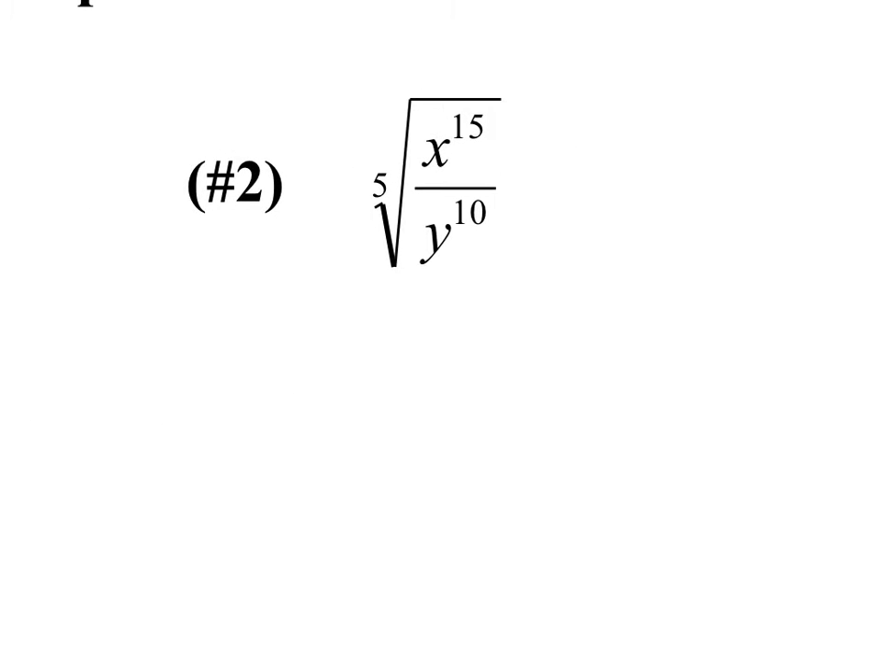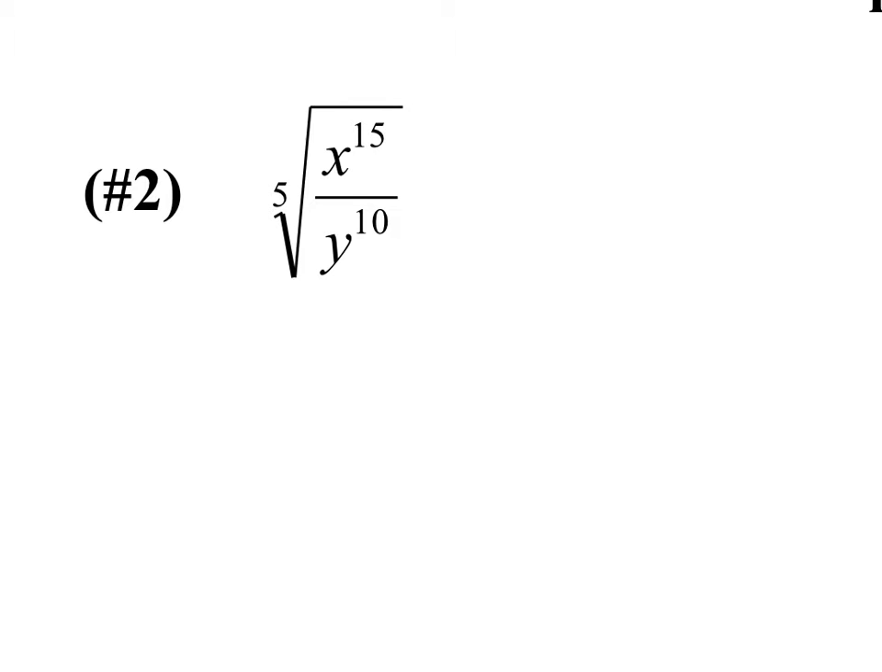We have the 5th root of x to the 15th divided by y to the 10th. See if you can do this one on your own. All right, so we're taking the 5th root of a fraction, and one of the properties of radicals is that we can split the root of a fraction into a fraction of two roots. So we're going to split this into the 5th root of x to the 15th over the 5th root of y to the 10th.